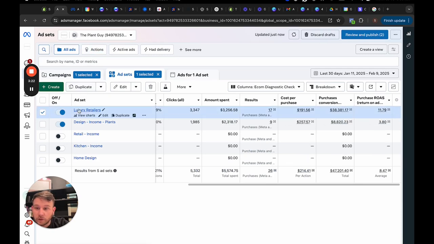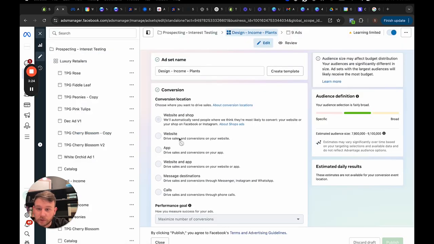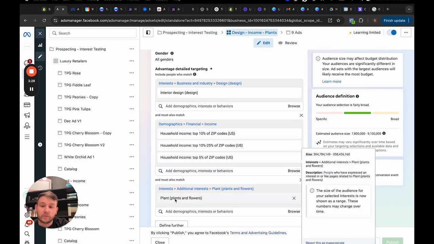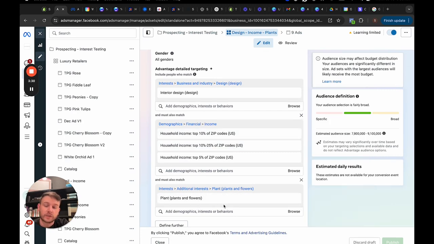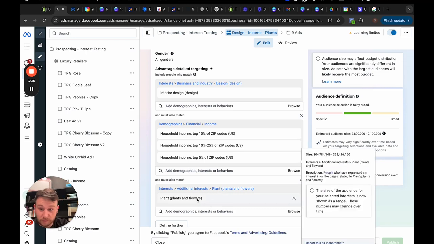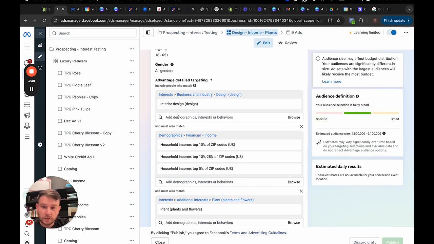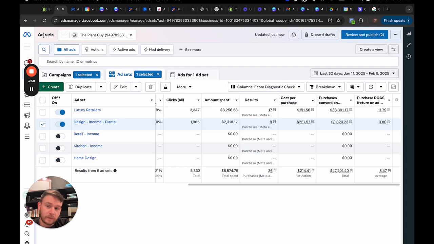Now, if we go and look at, say, this one, design, income, plants, interior design, income, plants. You want to use what your actual focus is as a narrowing tool, not a bullseye of a target, because we did this before and it did not work very well. But if you start focusing on things that are more broadly applicable to what the actual product that you're trying to offer is, or the price point that it plays in, you're going to have a much easier time getting the results that you want.